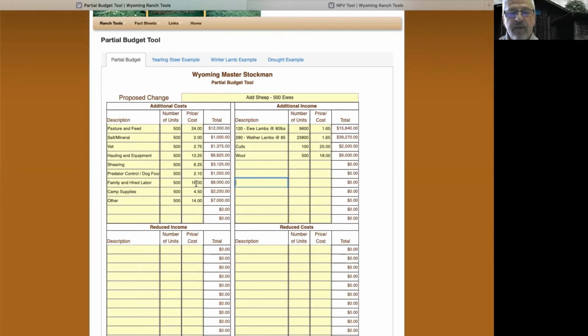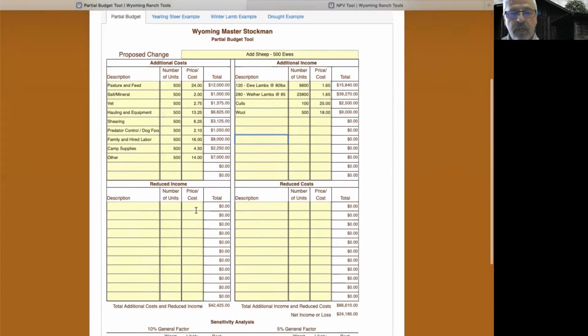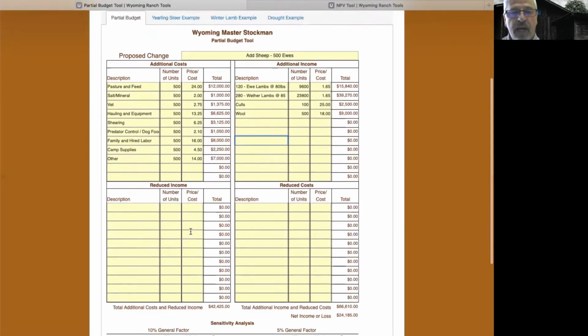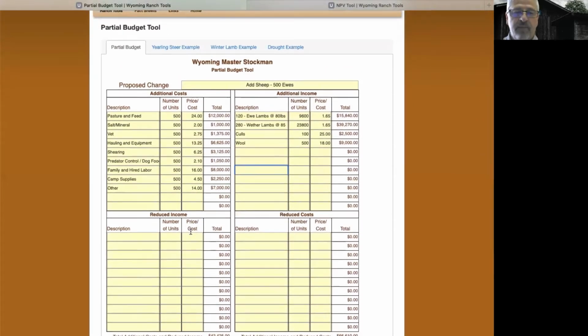In terms of family labor and hiring labor, I put this in with an H2A worker that I'm going to need to add to my operation for this at $16 per ewe. Camp supplies, I'm going to have to add a camp and supply it. I put that in at $4.50 per ewe. And then other expenses that I tried to account for, I'm somewhere around $14. So my total expenses are $42,425 by adding these ewes in, as best as I could estimate on my operation.